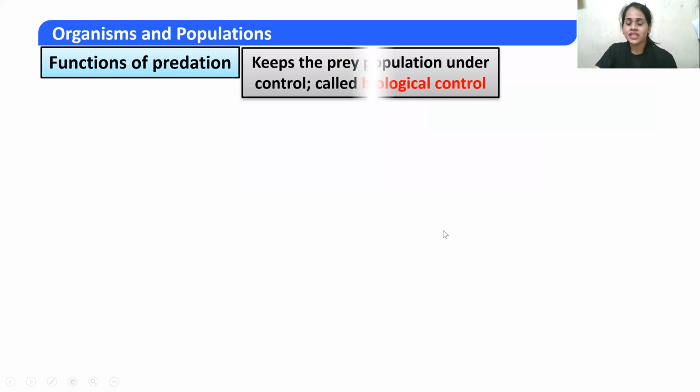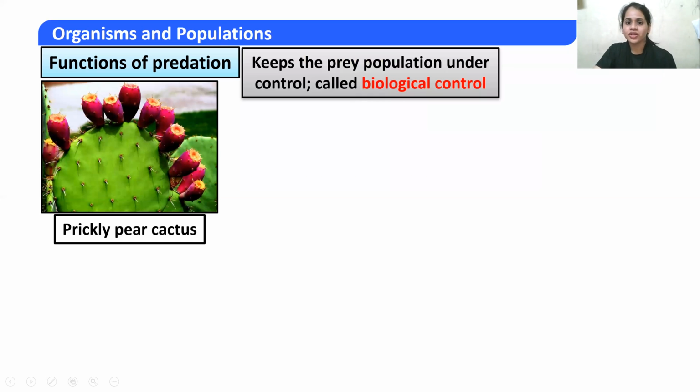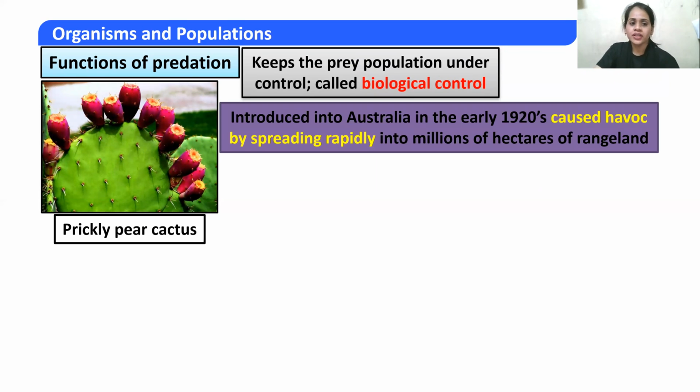So it keeps the prey population under control, called biological control, because it's going to eat up the prey. So here another example is prickly pear cactus, introduced into Australia in the early 1920s, which caused havoc by spreading rapidly into millions of hectares of range land.